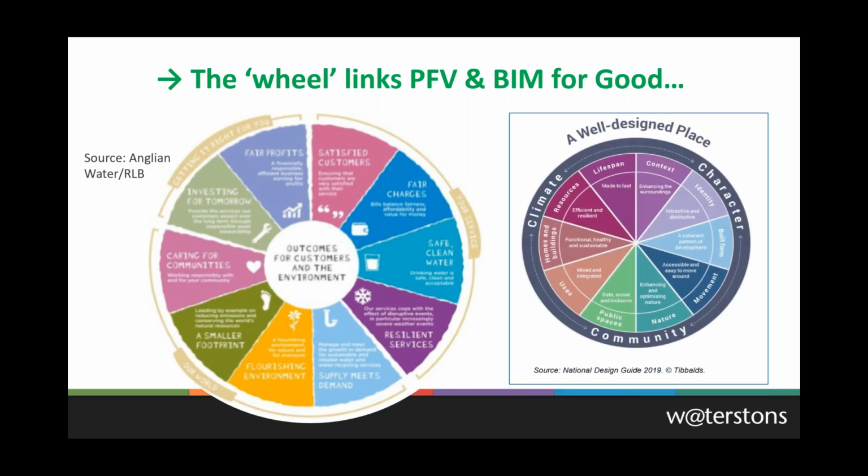There's another wheel here, from the National Design Guide, about what they think a well-designed place looks like. Again, I'm not massively fussed about the content of a wheel in itself, but they are ways to express outcome. And I think both procuring for value and BIM for Good head towards a much more outcome-orientated way of understanding what a project is due to deliver. And then hopefully the client will design a wheel that works for them that we can then deliver.